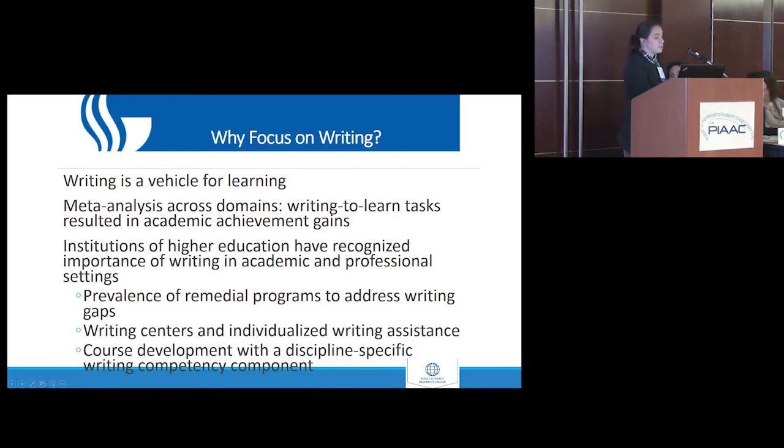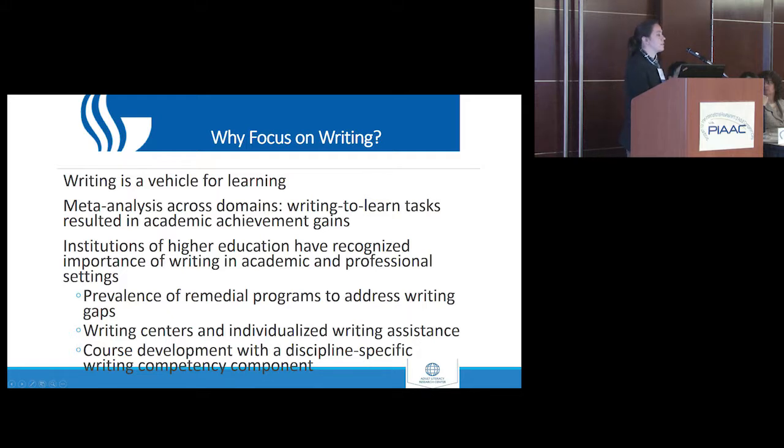In addition, institutions of higher education have recognized the importance of writing in academic and professional settings, just based on the prevalence of remedial programs to help students to address writing gaps before taking more advanced college-level courses, as well as the prevalence of writing centers and individualized writing assistants, and also different courses that may be in any sort of discipline but have a heavy focus on writing in those different disciplines.